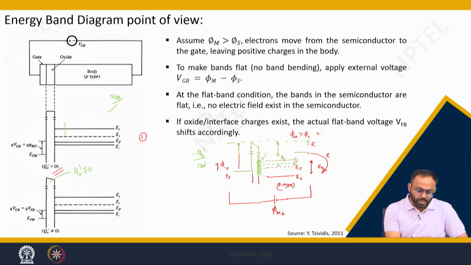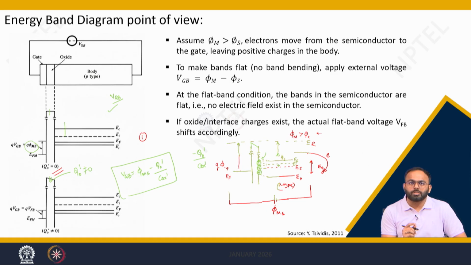So, in this condition, if there is no oxide charge, then the voltage is equal to phi ms, but if there is an oxide charge, then you need to apply VGB equal to phi ms minus Q naught dash divided by Cox dash. Here you take care about the bending of this oxide, because this bending in the oxide shows there is a potential drop across the oxide as well.